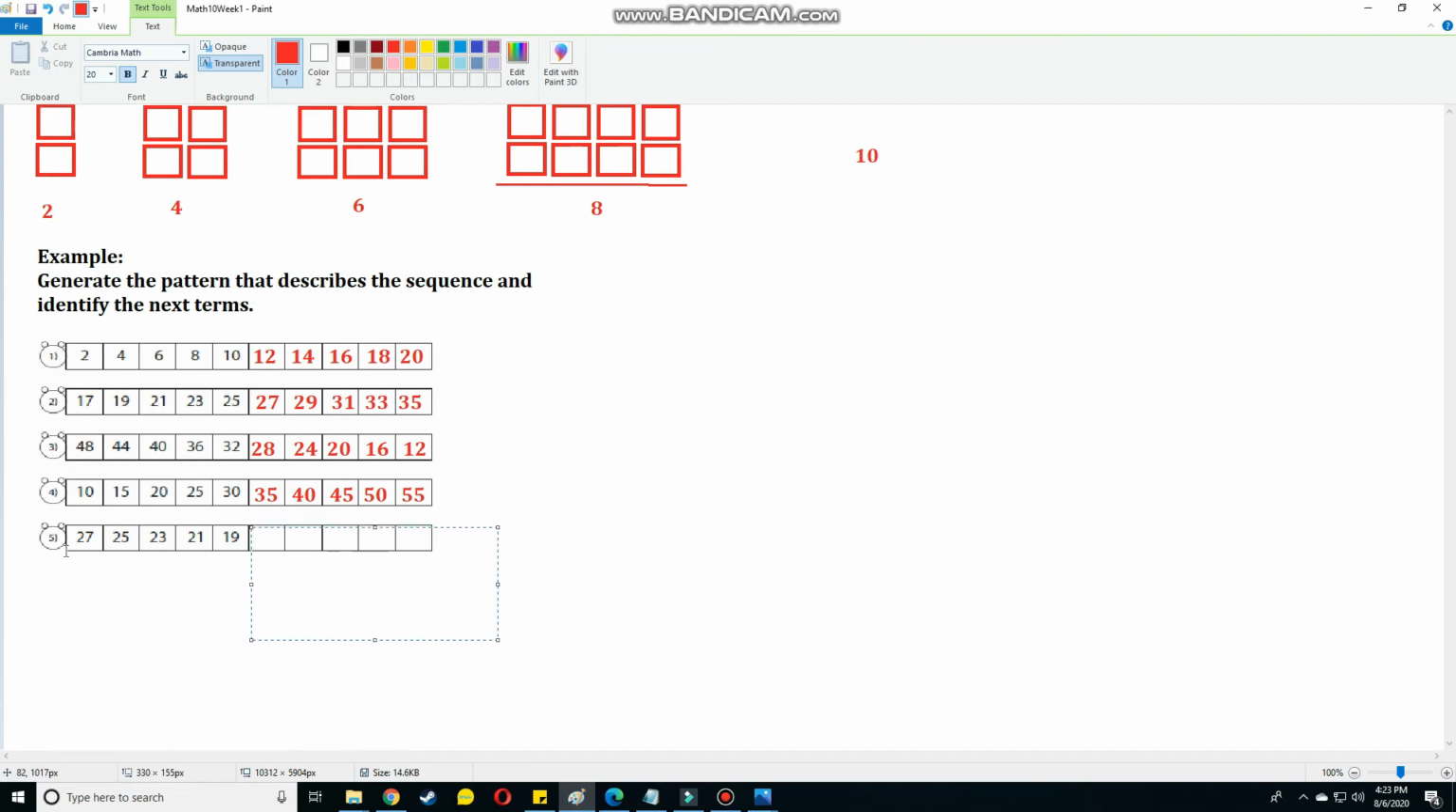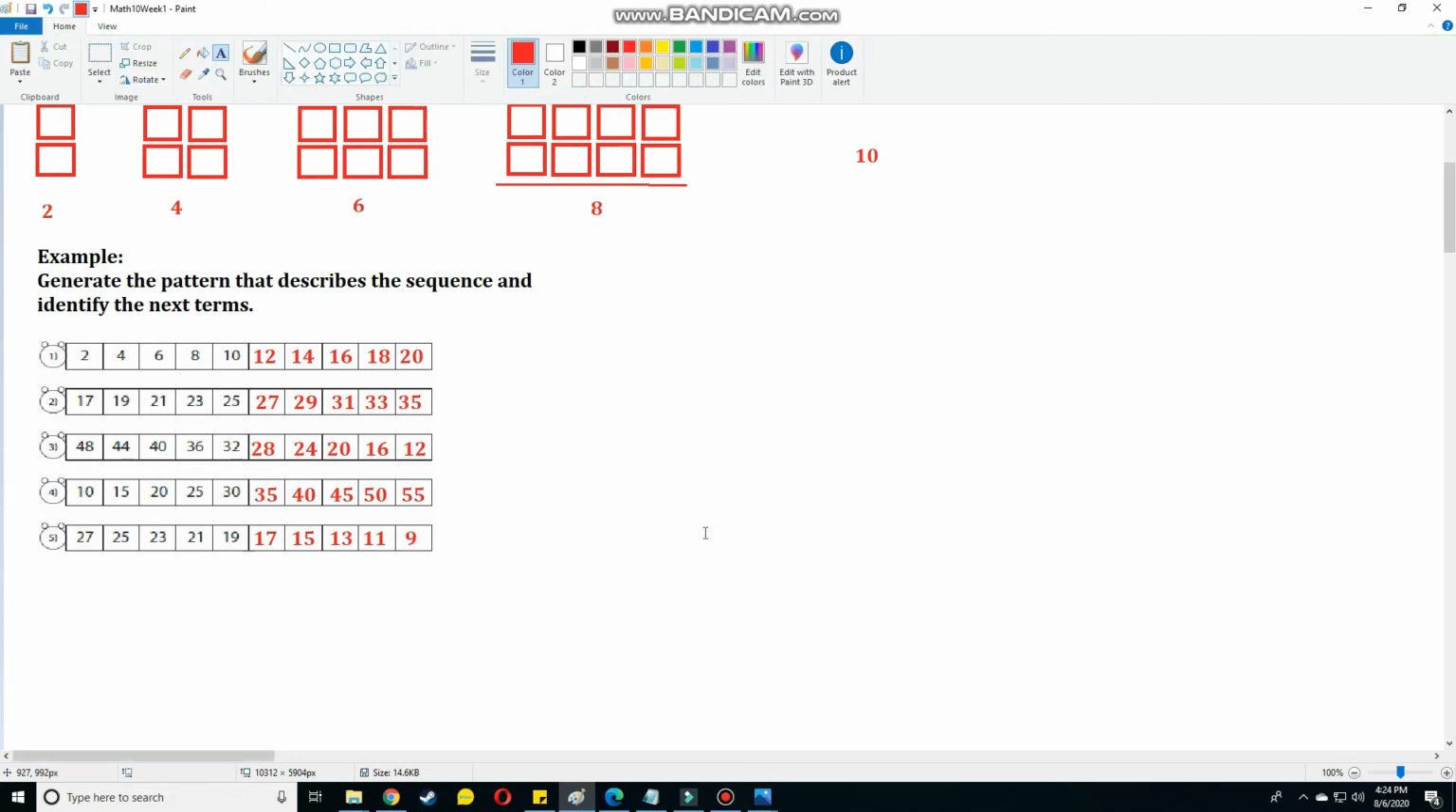So this would become 27 minus 2, 25, minus 2, 23, minus 2, 21, minus 2, 19, minus 2, that would be 17. And then 17 minus 2, that would be 15. 15 minus 2, that would be 13. 13 minus 2, 11. And 11 minus 2, that would be 9.